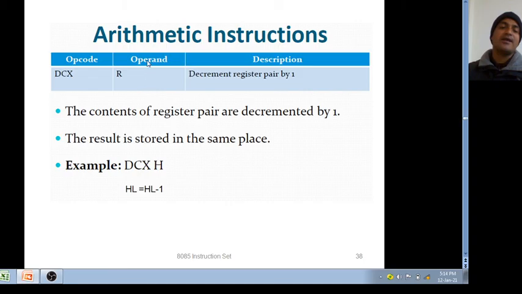Next, DCX, again it is used to point to a lower memory location. Suppose the memory location is 2000, and what is the lower memory location of 2000? This is 1FFF. Then DCX H will perform HL equal to HL minus 1. Suppose HL is 2000, 2000 minus 1 is 1FFF, because address bus and data bus values are all in hexadecimal number system.